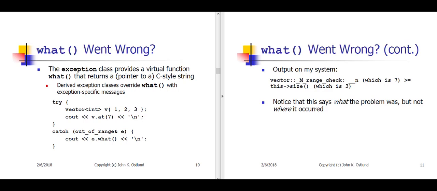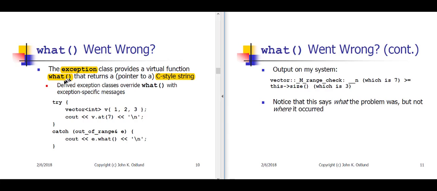Now, when an exception occurs, we would certainly like to know a little more than that it was a bad_alloc exception or that it was an out_of_range exception. One way we can find out a little more about what occurred is through the use of the what member function that's provided as a virtual function in the exception base class. So the what member function returns a C-style string. That is, it returns a pointer to the first char in a sequence of chars terminated with a null char.